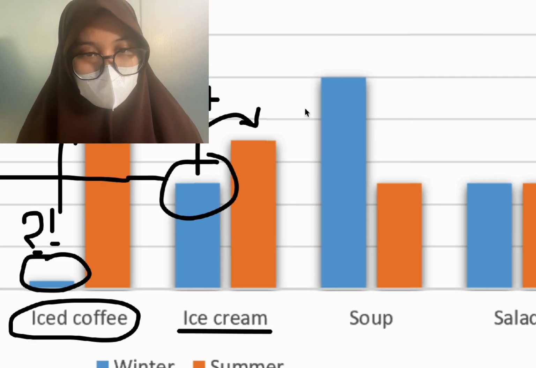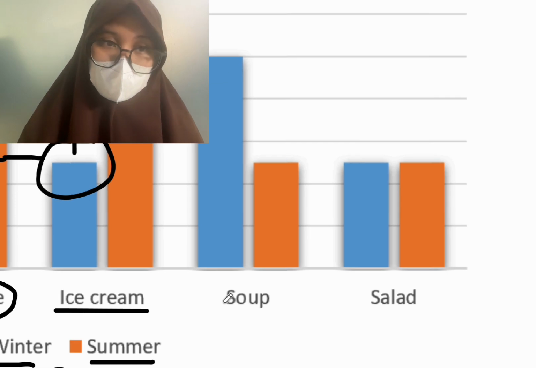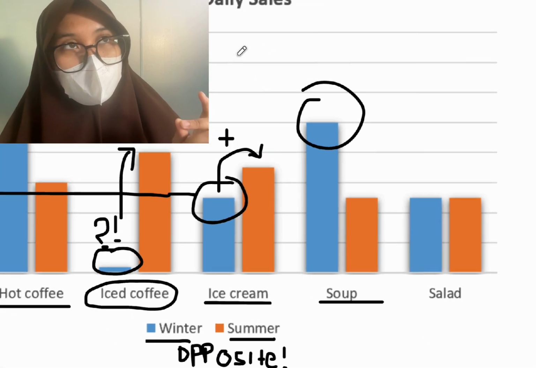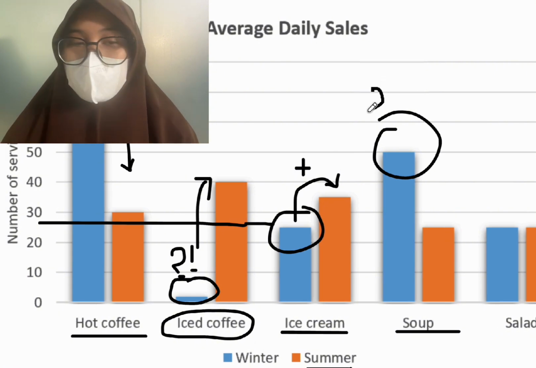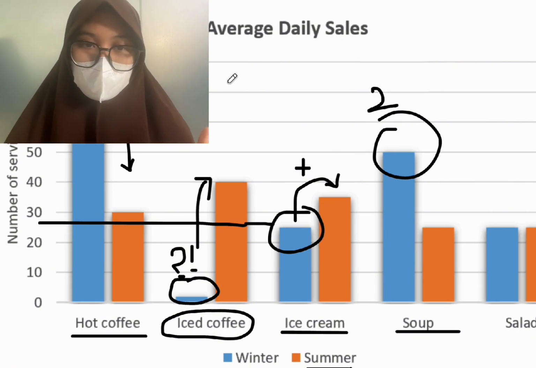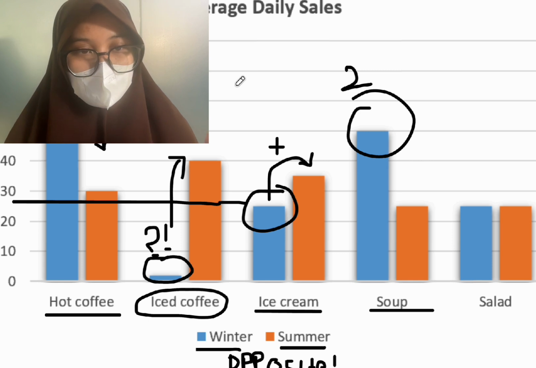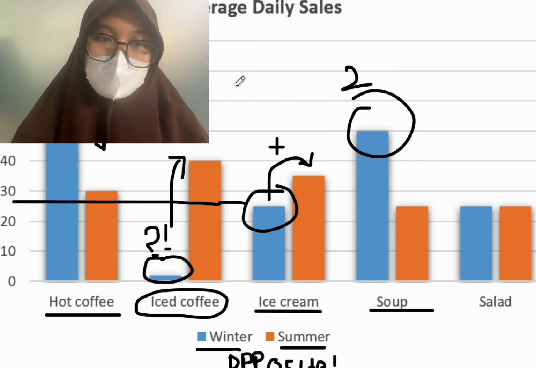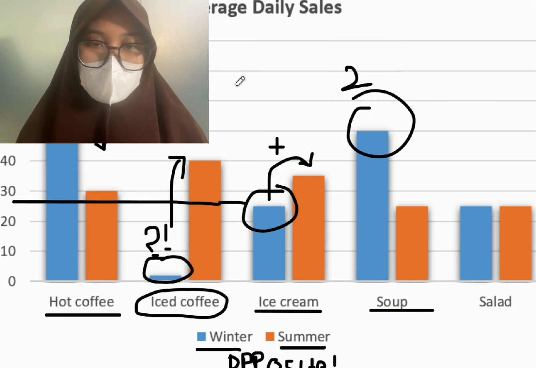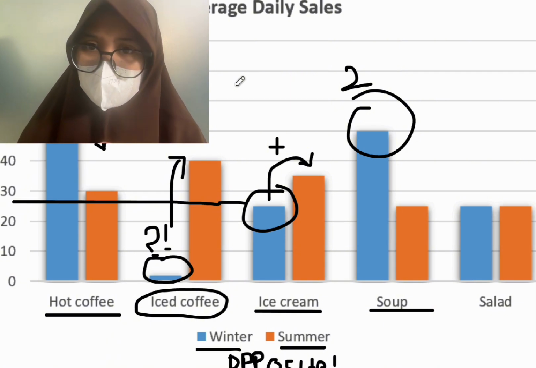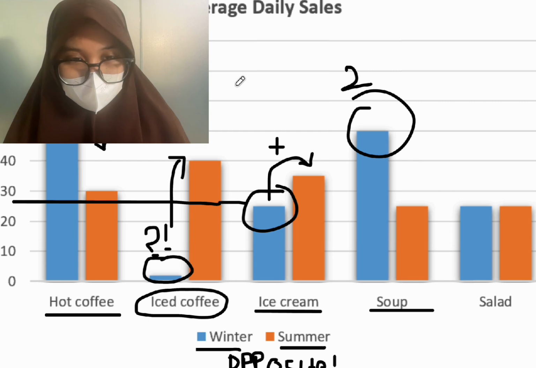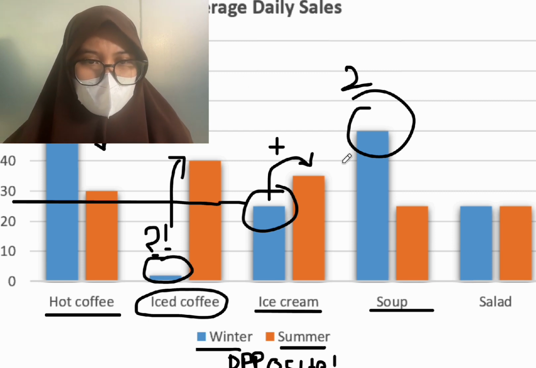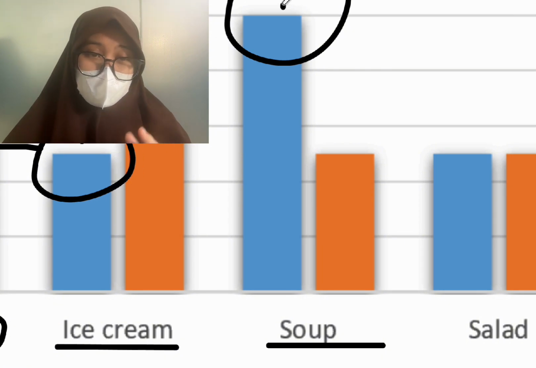Moving on to the next menu, we have soup. And of course, it is the second most popular menu in the winter season. Soup can be very, very comforting when we eat it in the cold weather because it's warm and it could contrast perfectly with the cold weather outside. So no wonder that it is the second most popular item on the menu. And also, in the summer, soup seems to be sitting at a pretty average rating.